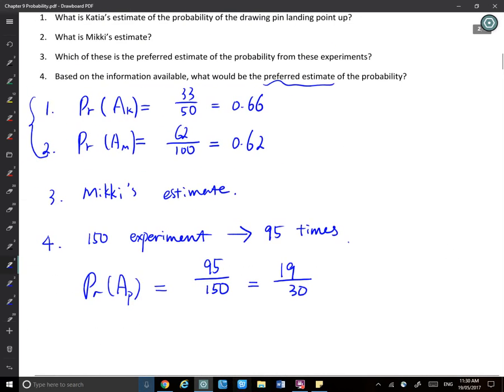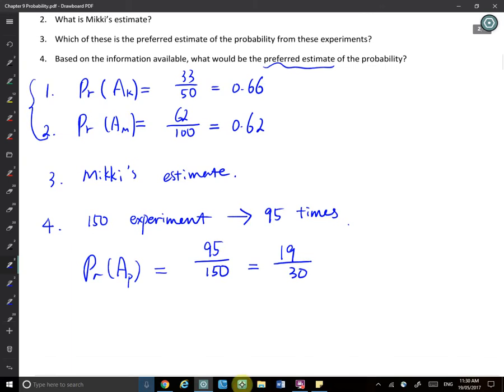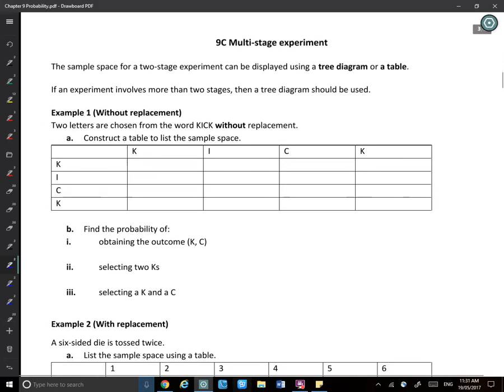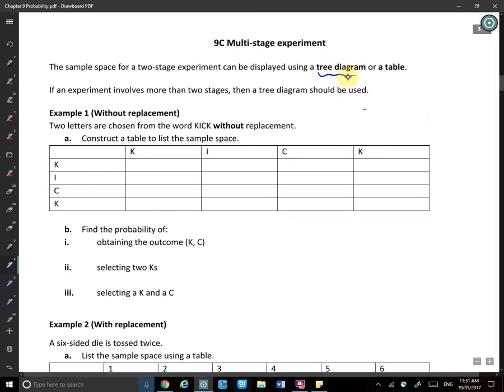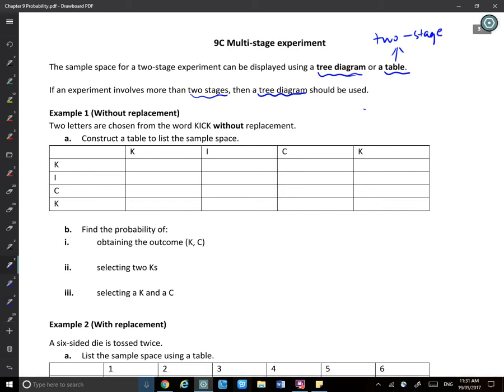Okay, we've gone through example and exercise A and B quickly, and let's have a look at exercise C. I'm pretty sure we learned that as well. Multiple stage experiment: the sample space for a two-stage experiment can be displayed by a tree diagram or a table. If the experiment involves more than two stages, a tree diagram should be used. So the table can only work for a two-stage experiment, but a tree diagram can be used for more stages.